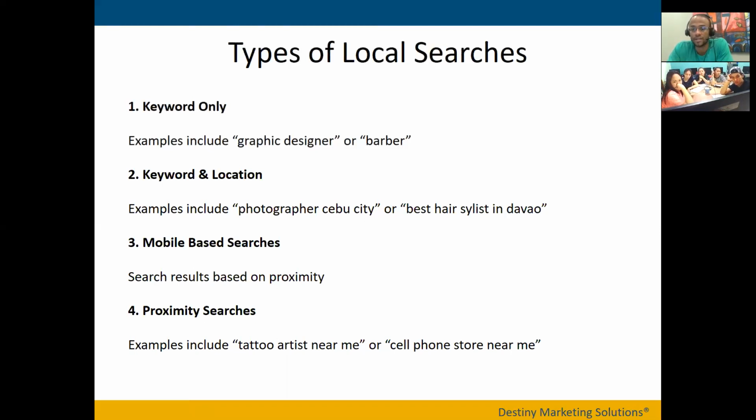Any questions on the types of local searches? I have a question. Yep. For example, for me, I always turn off the location on my phone. So what if I do a search using proximity searches? Will Google still detect my location even if I have it turned off on my phone?